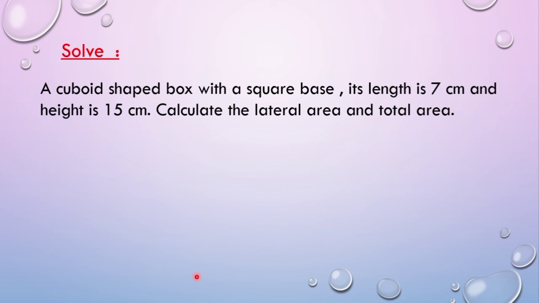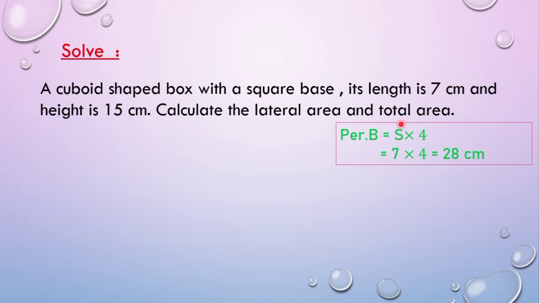The next, a cuboid-shaped box with a square base. Square base, do you remember what square base means? Means the length like the width. Its length is 7 centimeters and height is 15 centimeters. Calculate the lateral area and the total area. To get the perimeter of the base, we said the base is square. So the square, it means length equals width. It means I can use the rule side times 4. So 7 times 4 equals 28.